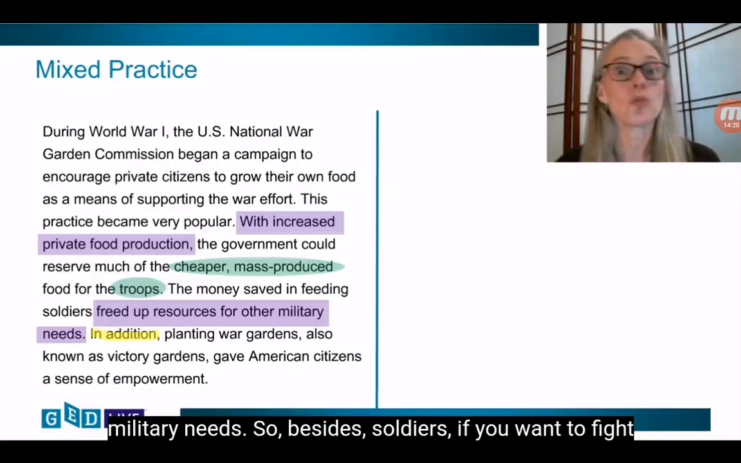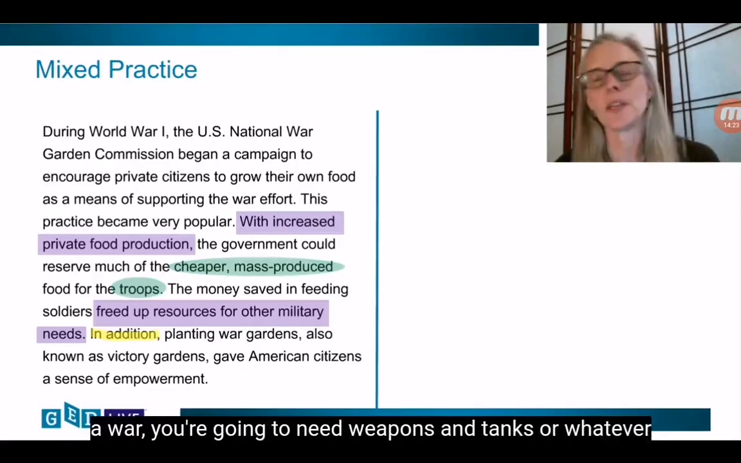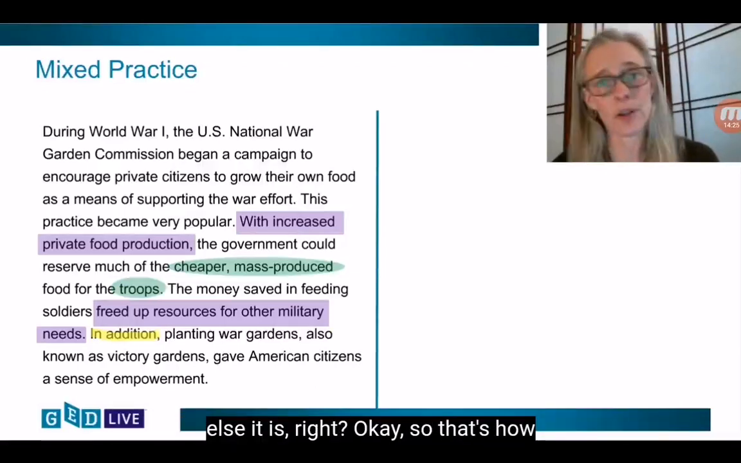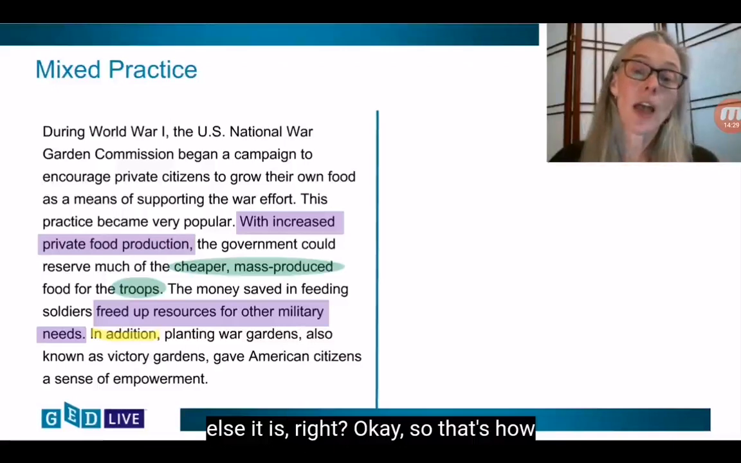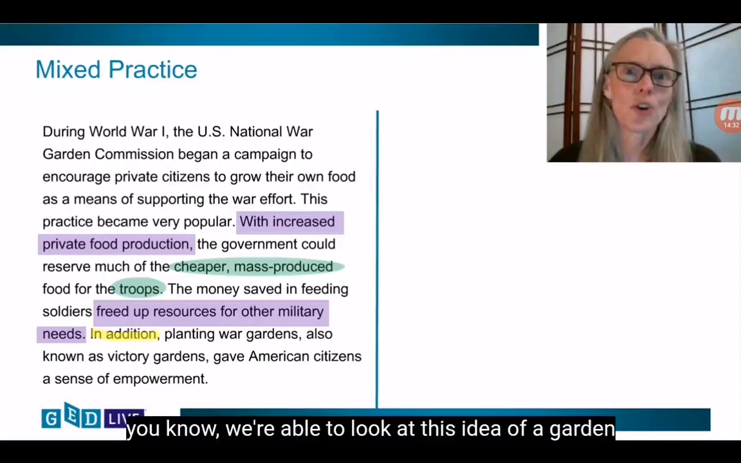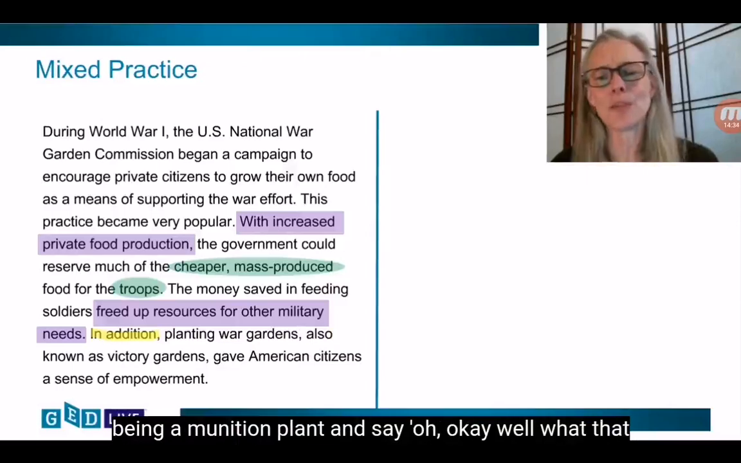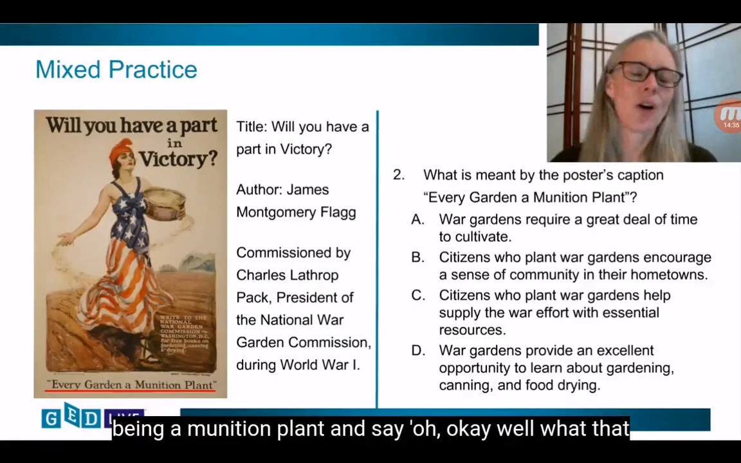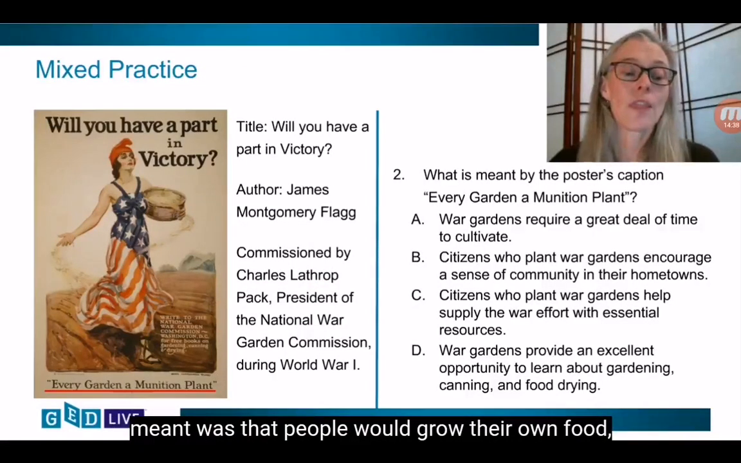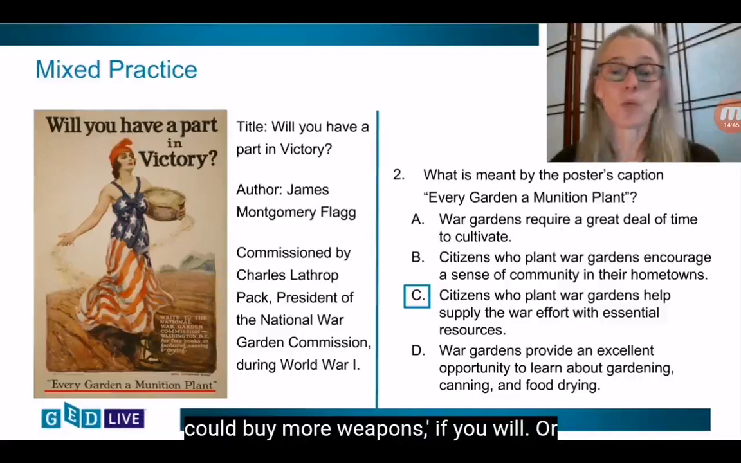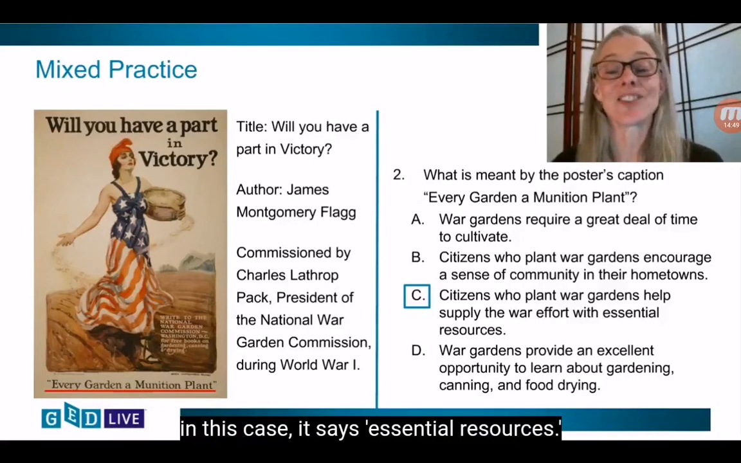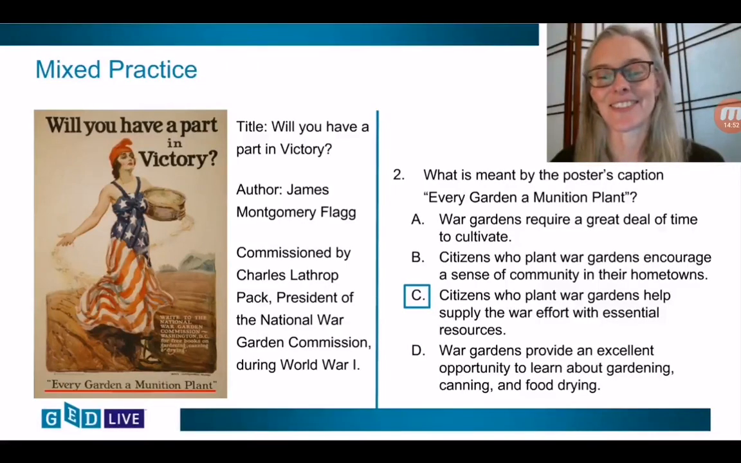So besides soldiers, if you want to fight a war, you're going to need weapons and tanks and whatever else it is, right? Okay, so that's how we're able to look at this idea of a garden being a munition plant and say, oh, okay, well, what that meant was that people would grow their own food, it would free up some extra money so that the country could buy more weapons, if you will, or in this case it says essential resources, right?